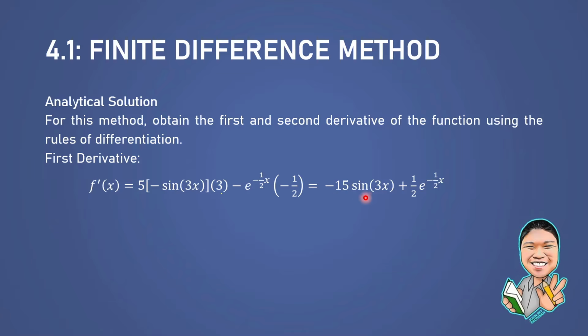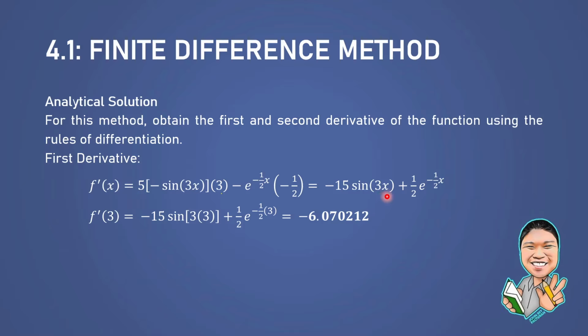Pero confident naman ako na yung first derivative ko is negative 15 sine of 3x plus 1/2 e raised to negative 1/2 of x. Since yung x natin ay equal sa 3, so common sense, isubstitute nyo lang yung 3 natin dito sa first derivative. Yun lang ang gagawin. Just substitute x equals 3 dito sa first derivative.